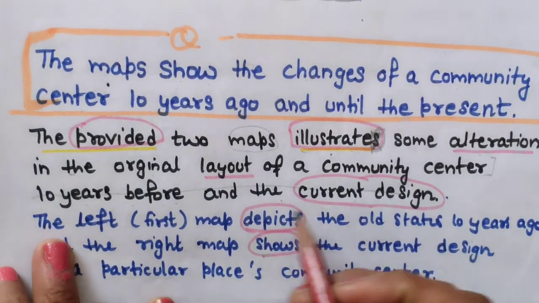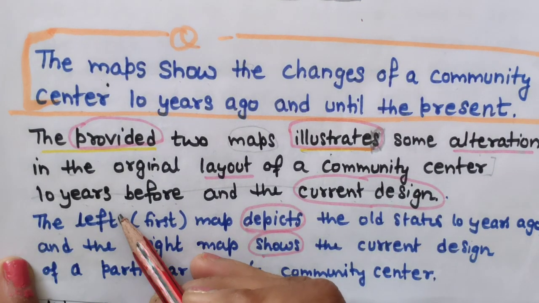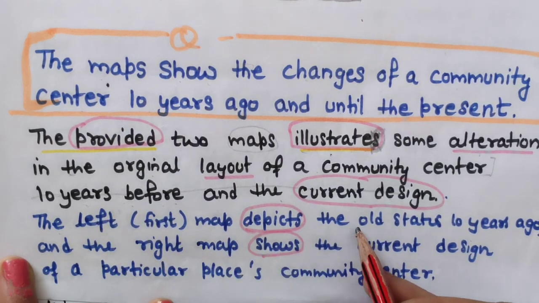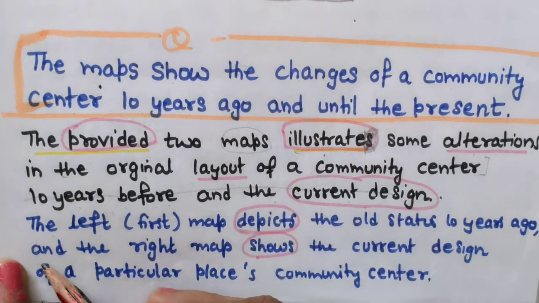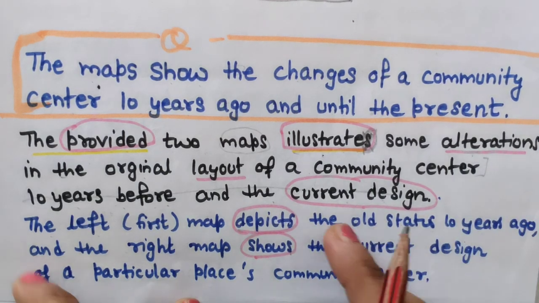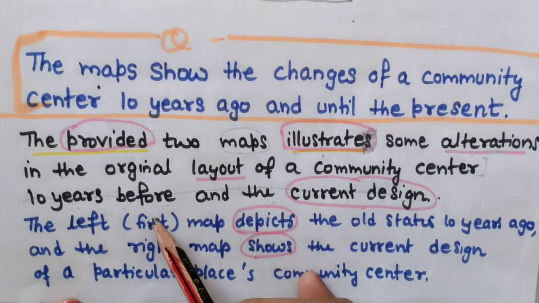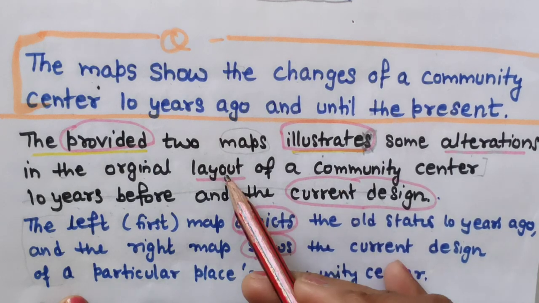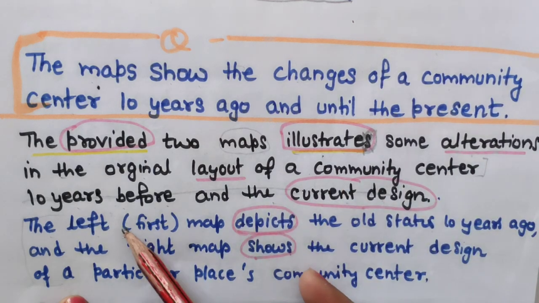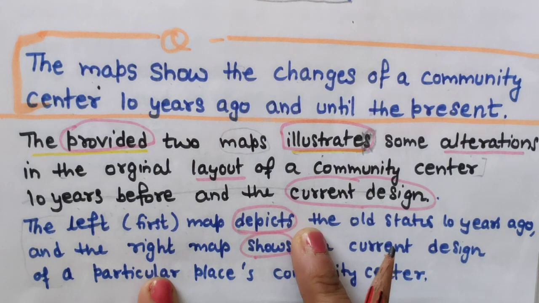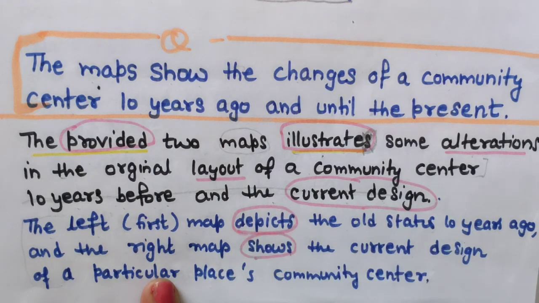You can just write in more detail. The left means you can write only one, left or first you can write. The left map depicts the old status 10 years ago, and the right map shows the current design of a particular place, a community center. So this also you can write. If you follow this sentence structure, then please delete this 'of layout of a community center' till here, and then you will be telling first map, second map, or left or right map. This also you can follow. This is a new thing I am just telling you.